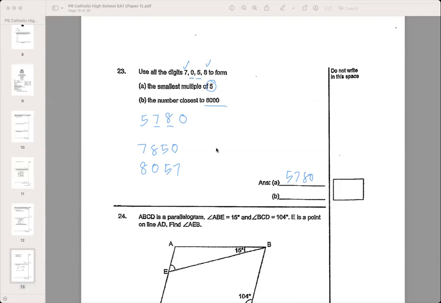8,057 minus 8,000 is 57. Obviously, this is the closest number to 8,000. So it's 8057. All right. Let's continue with question number 24.